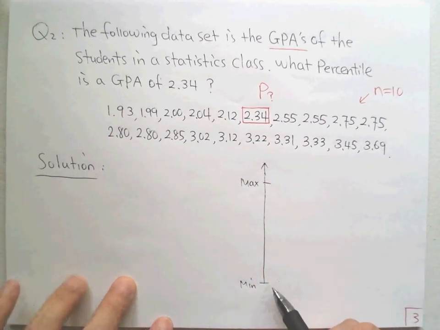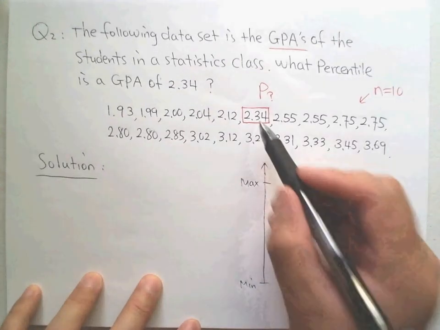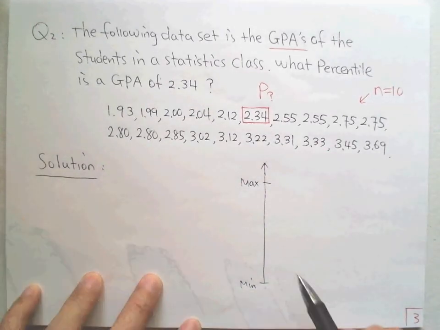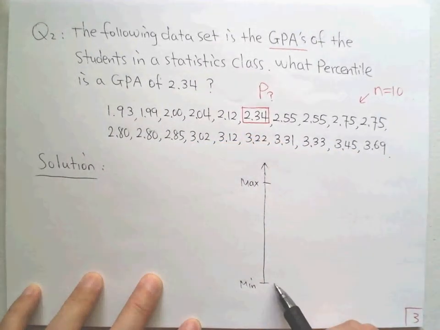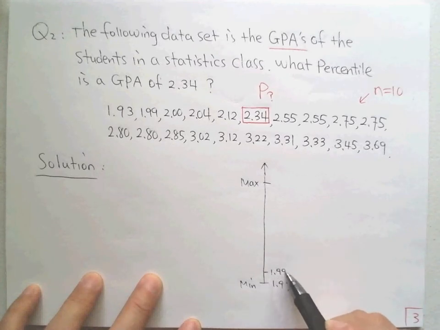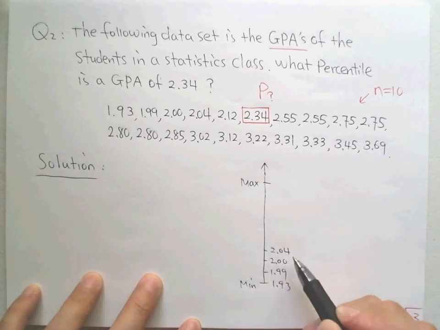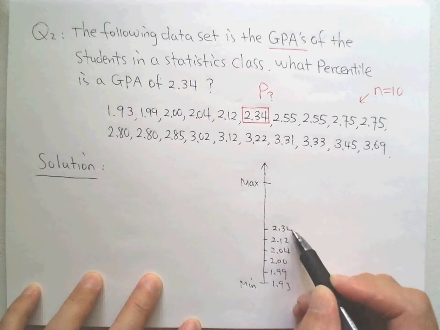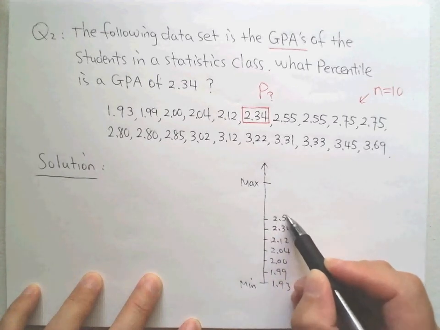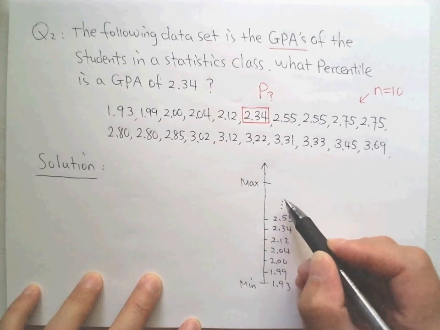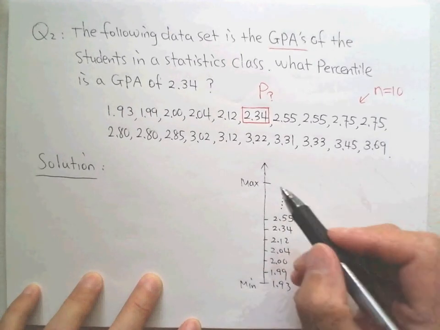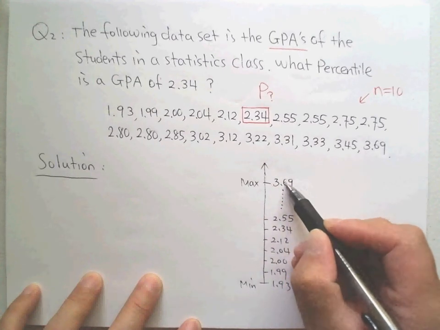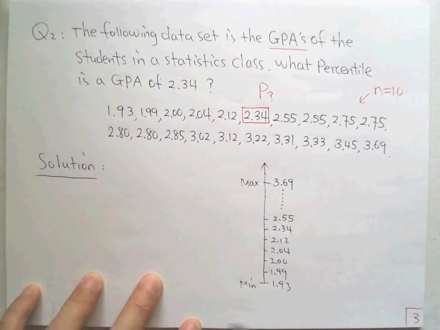Always. So what is the minimum? What is the data there? I will list a few data values. The minimum is 1.93, 1.99, 2.00, 2.04, 2.12, 2.34, 2.55. Of course, I will not go on forever. So I put 3.69, that is the maximum. If you look at it, that is the data.